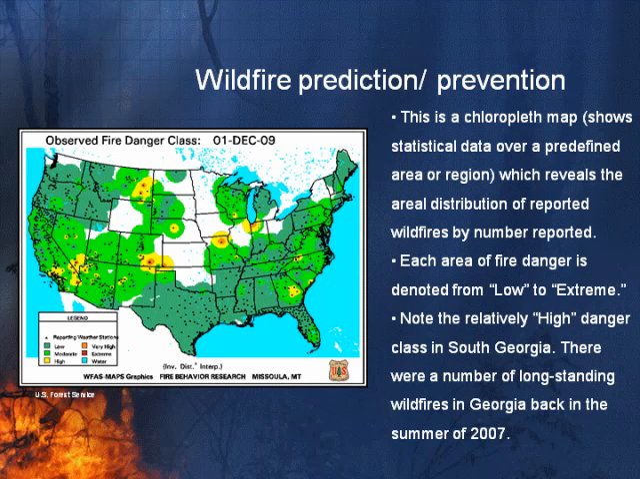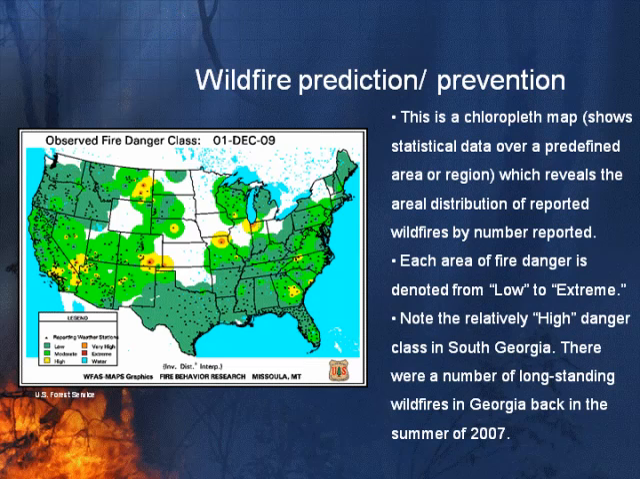Okay, and here's a chloropleth map. A chloropleth map is a map that shows statistical data over a predefined area. That's the definition of a chloropleth map. There's the aerial distribution of reported wildfires for that month, 2009, and you take this and you can think forward to the next month and know, okay, we have a danger here.